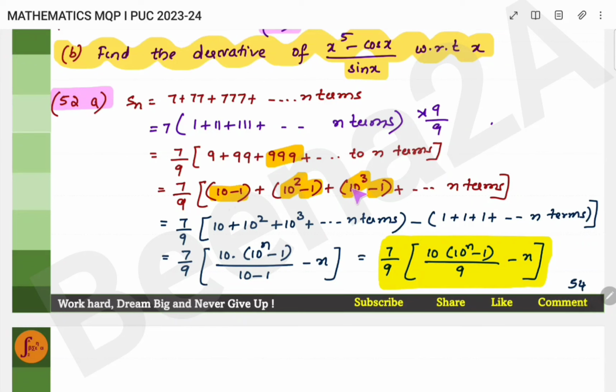Now you can split it. You can write 10 plus 10 square plus 10 cube up till n terms. And this, put minus outside: 1 plus 1 plus 1 up till n terms, like this. You split it. Now, you can use the formula. For the sum of such an expression where you have 10, 10 square, 10 cube till n terms, the formula is 10 into (10 to the power n minus 1) by (10 minus 1). This is the formula, so we'll have to memorize this. And what is the sum of n terms of ones? It is n itself: the total of all these ones up till n terms is n into 1. So, minus n. And then you have 7 by 9. So, this is the final answer, the final summation of this expression.